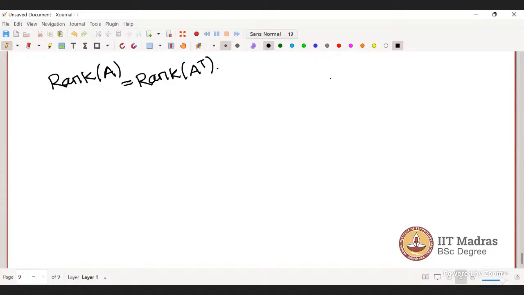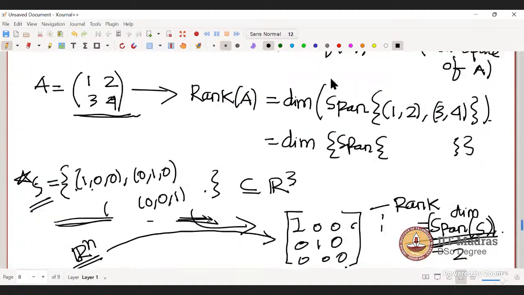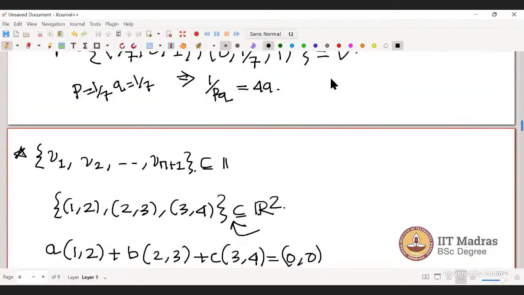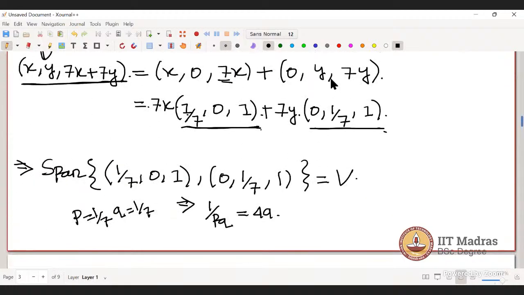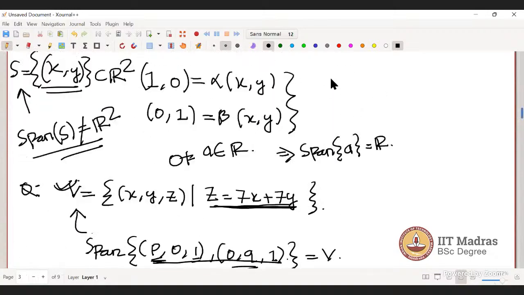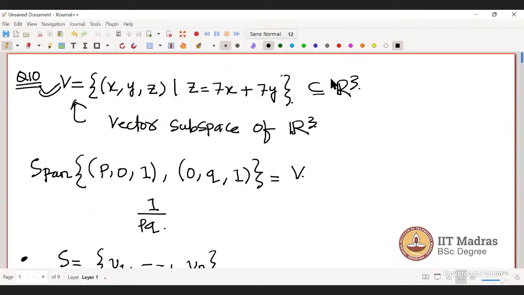Can you repeat? I didn't get your question. A few slides back, we have done one question: what is the value of 1 by PQ? Yeah, this one. If you can slide up a little, where was the question condition?